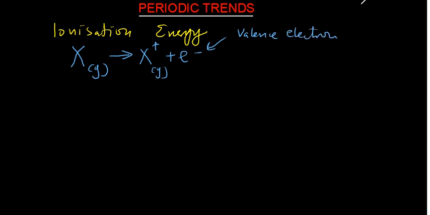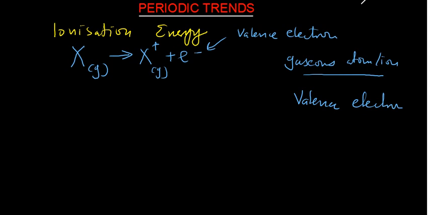Therefore, ionization energy is the energy required by a gaseous atom, and the important word is gaseous. So it can be a gaseous atom or ion. The energy is required because the atom should absorb energy for it to remove an electron, not any other electron, but a valence electron, an electron in the outermost shell. So ionization energy is the energy that is required for a gaseous atom or ion to lose a valence electron.